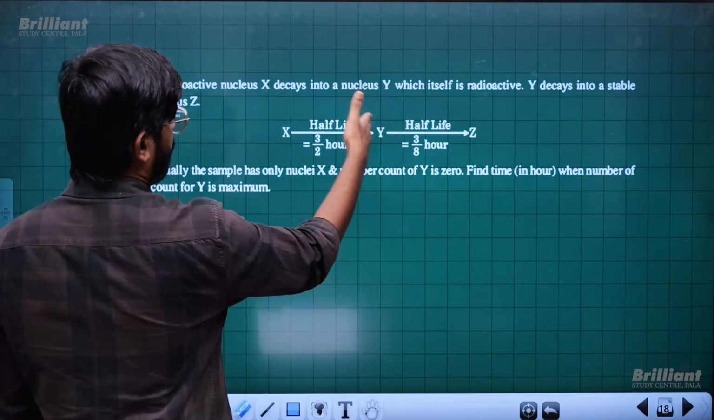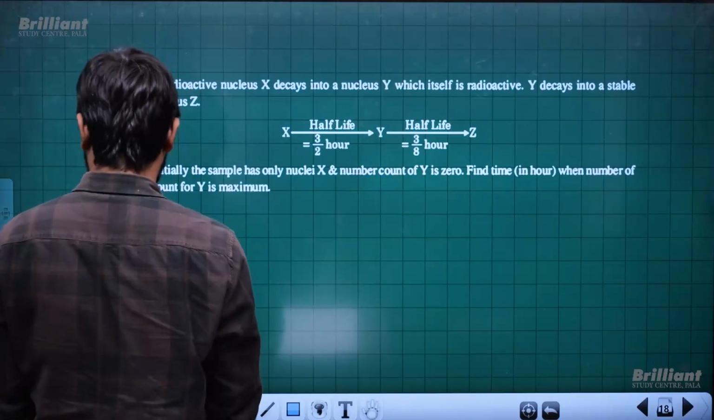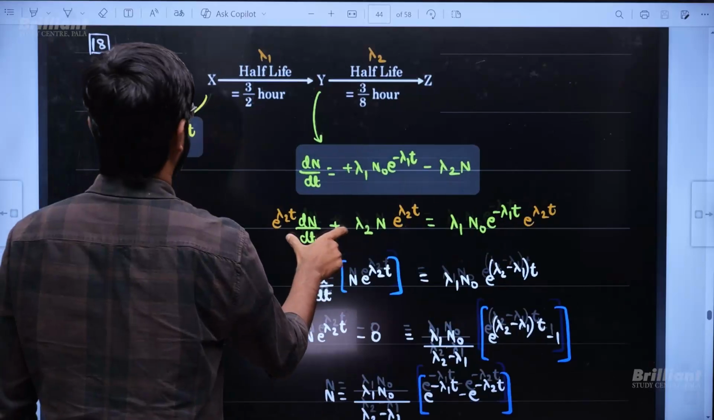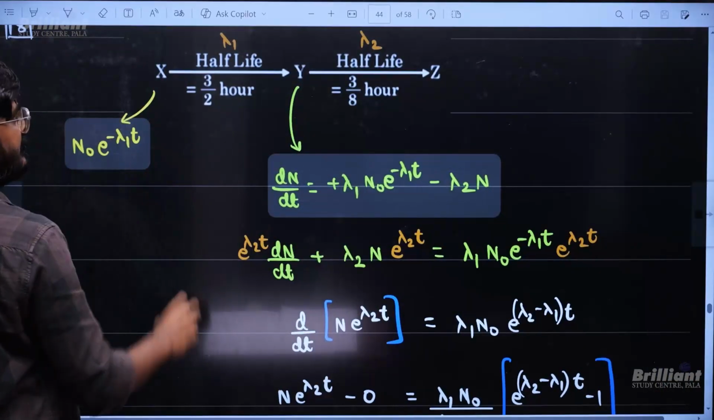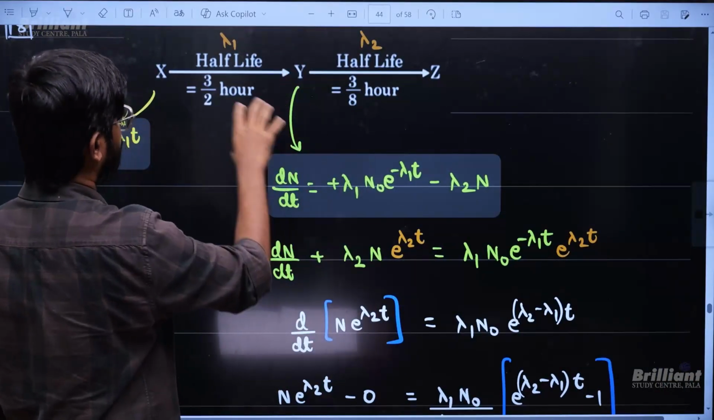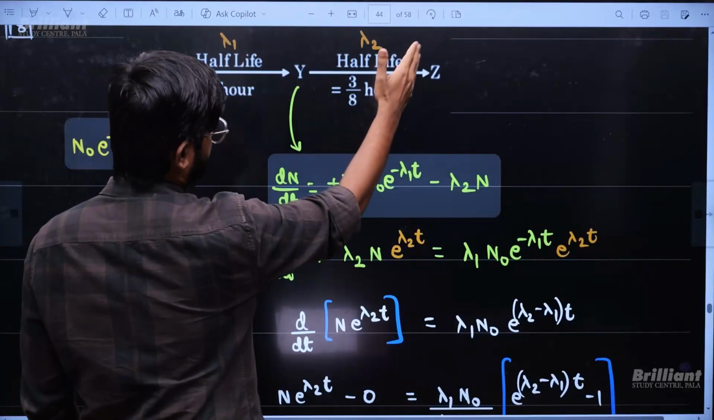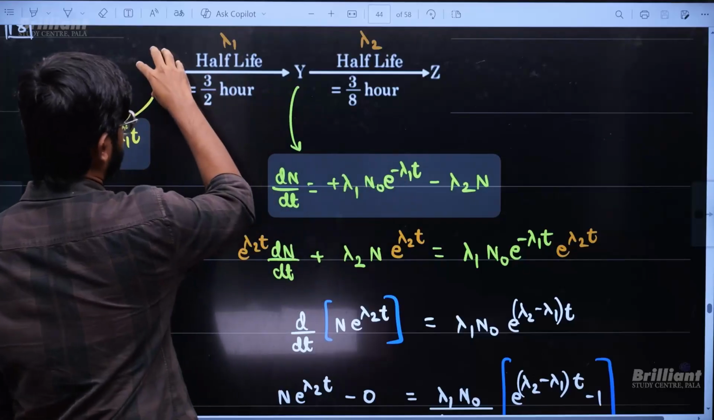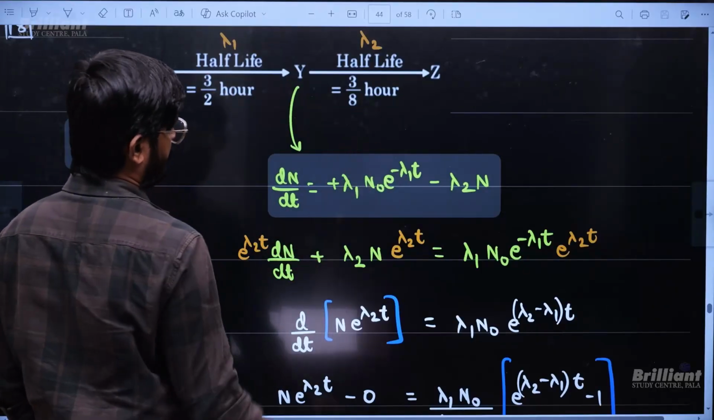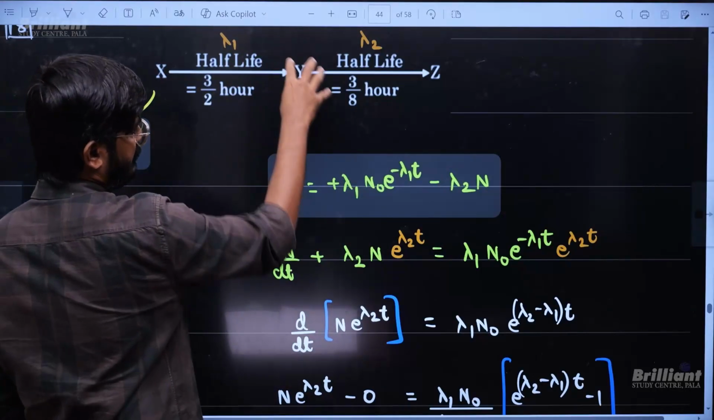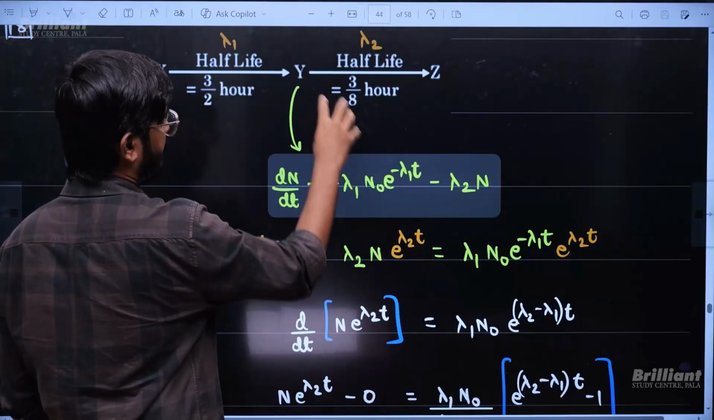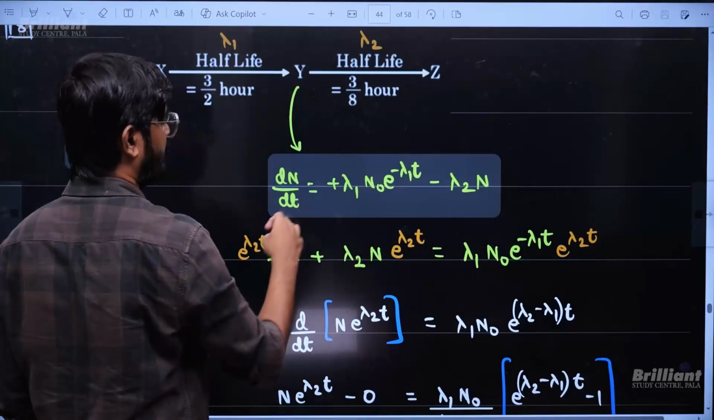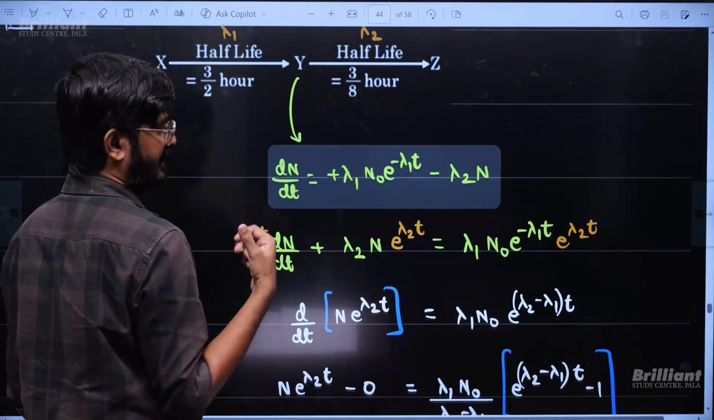This is there initially, it is forming this. Because of this, it is going to get formed. So at any time, its value is going to be n naught into e power minus lambda 1 into t. Now the rate at which this is forming depends on this, and disintegration depends on this. So the rate at which this is changing depends on its formation, which depends on this number. This is the rate at which this is forming, and because of this there will be a disintegration, which depends on its number itself. And we need to solve this differential equation again in the same way.